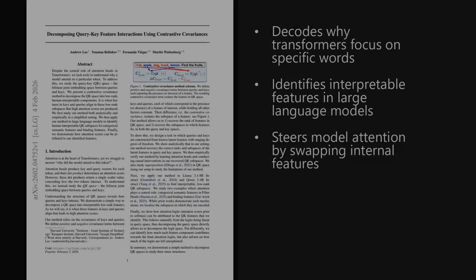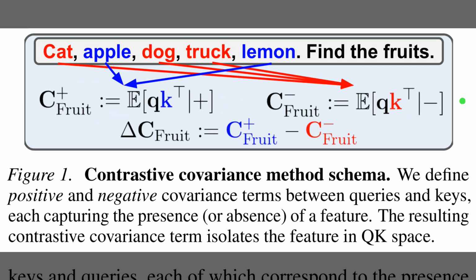the model's attention. So, Figure 1 illustrates the core concept using a simple find the fruits task. In this example, the model sees a sequence like cat, apple, and truck, and the query find the fruits needs to attend specifically to the fruit words.